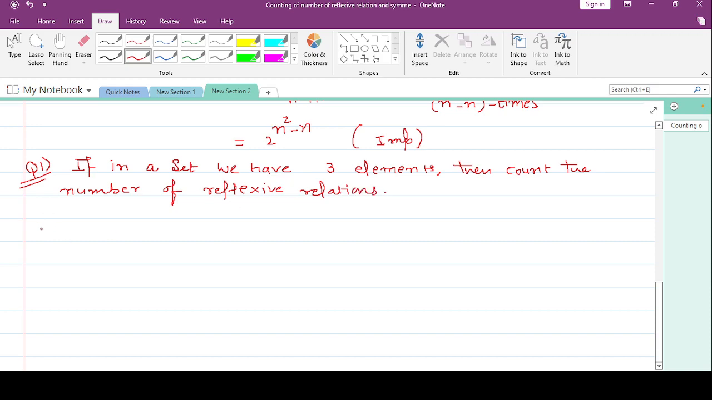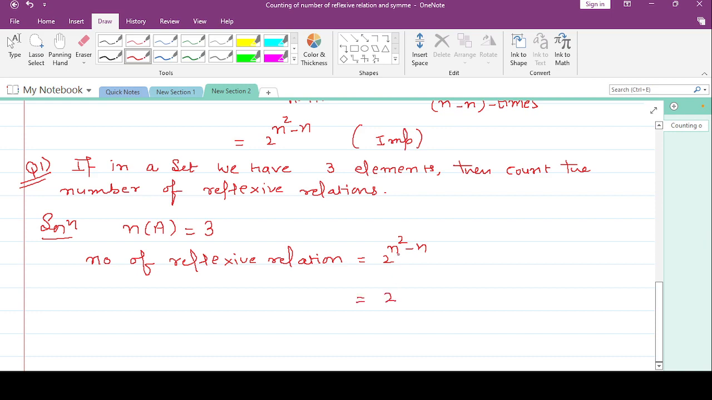Okay, so solution: the number of elements in set A is equal to 3. Now, what is the formula for the number of reflexive relations? The formula for the number of reflexive relations is 2 raised to the power n square minus n, where n represents the number of elements of set A.